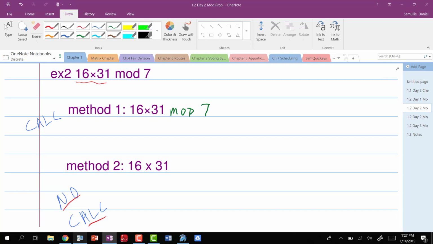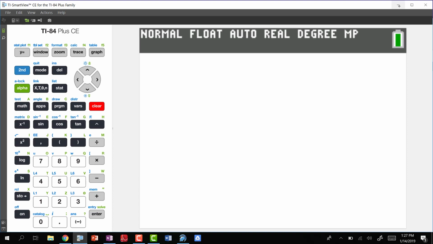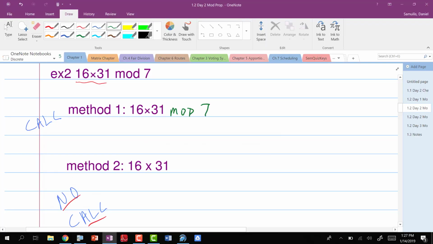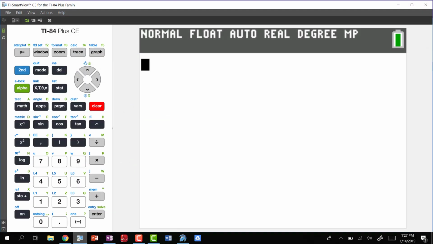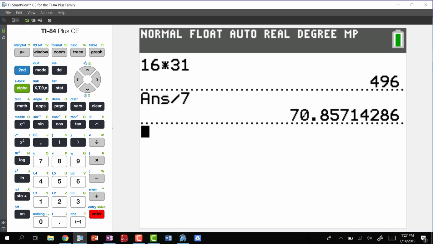Okay, so the first thing is we're going to go to our calculator. And if you're allowed to do your calculator, then this is what you would do. I just like the calculator being that large for class. So 16 times 31 mod 7 means we're going to mod 7 the product. So with the calculator, we're going to multiply 16 times 31, press enter, 496, and then divide that by 7 because it's a mod 7 scheme.